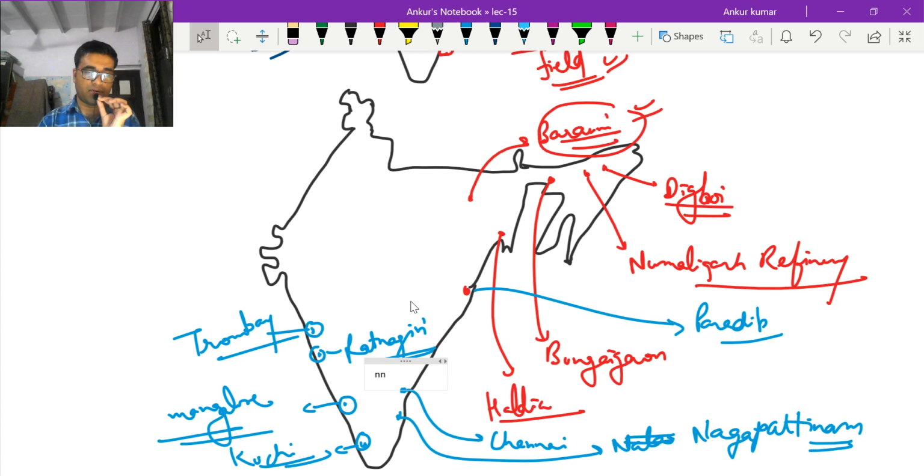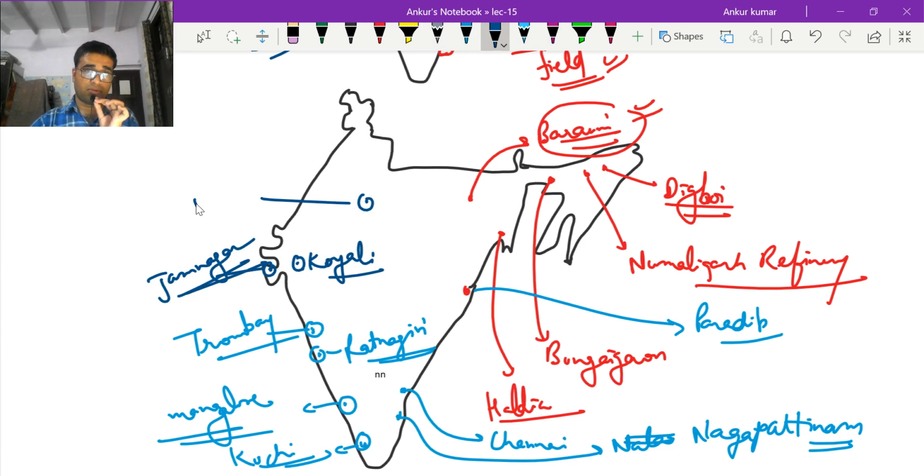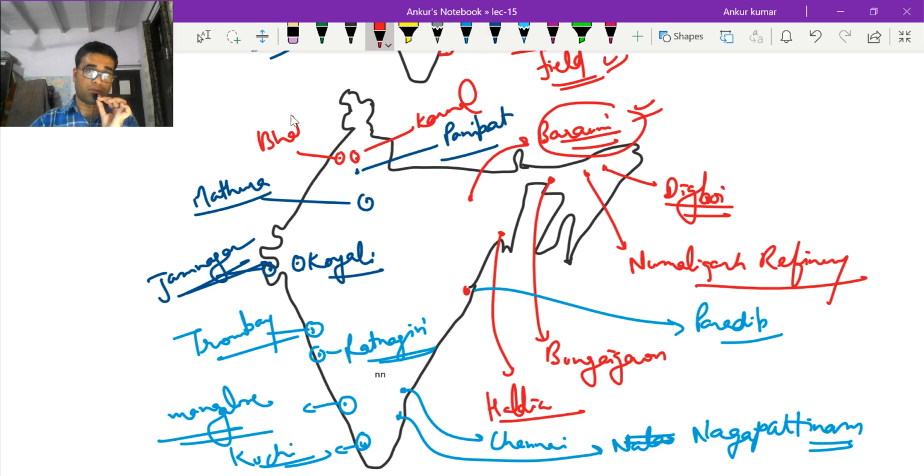Okay, then you have one refinery here in the Koyali. Okay, here you have Jamnagar refinery, right. Here you have Mathura refinery. Okay, here you have the Panipat refinery. Okay, one other refinery here at Karnal, here is Karnal refinery, and here you have Bhatinda refinery. Okay, so these are the major refineries of India that we can remember.